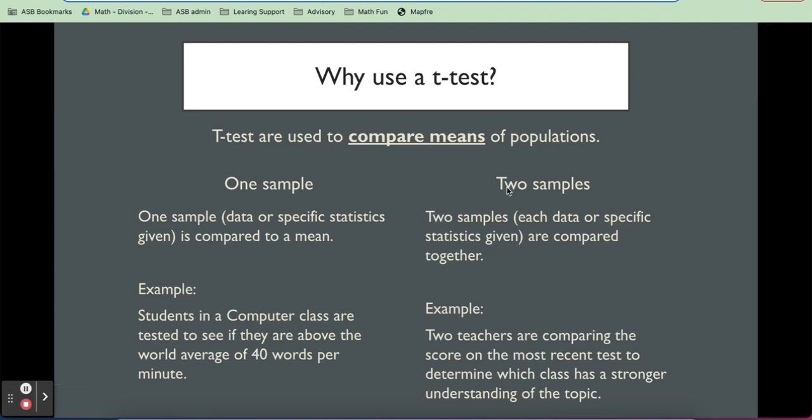And then for a two sample t-test, we're looking at 2 separate samples. We collect their data, or we're given information about both of these, and we compare them with each other. An example of that is 2 teachers comparing the scores on the most recent test to determine which class has the stronger understanding of this topic. So the difference between these two is just whether you have one sample where the data is given, or you have 2. It's going to be a little bit different for the calculator use, but in both cases, our goal is comparing the means of our populations.